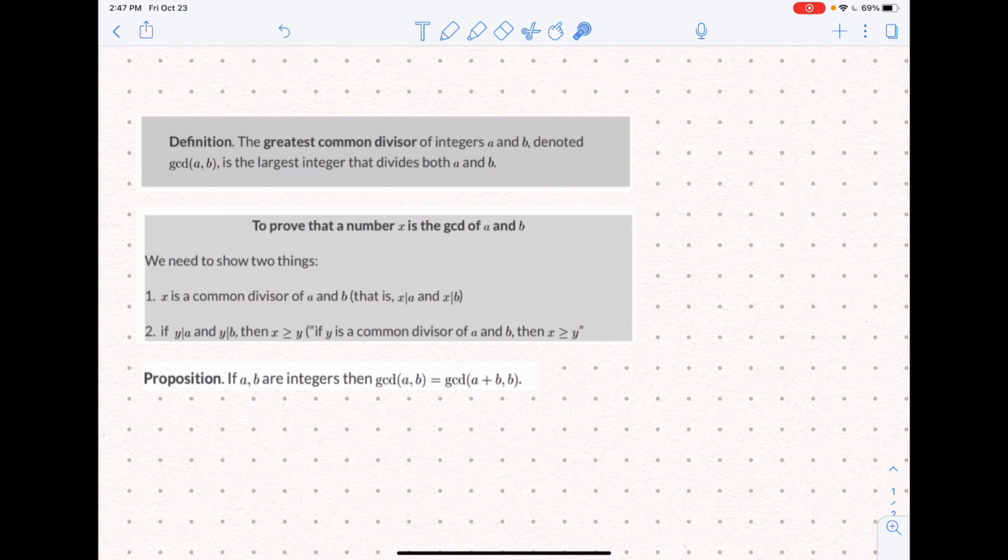So there are these two aspects of this definition. When you are showing that something is a greatest common divisor of two numbers, you have to show first that it does divide both of them. So that x is a common divisor, that is, it divides a and it divides b. And then the second thing you have to show is that if you take any other common divisor, a number y such that y divides a and y divides b, then x is bigger than or equal to it. That says that x is the greatest of the common divisors. So proving that something is a GCD involves these two steps. Okay, let's see how this works in practice.